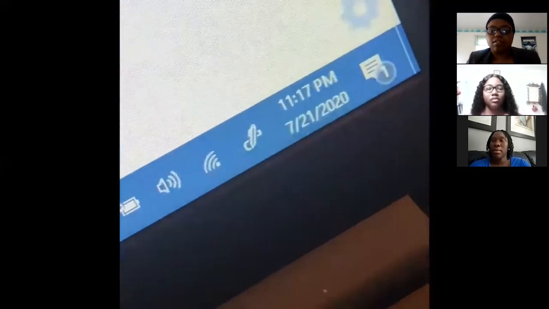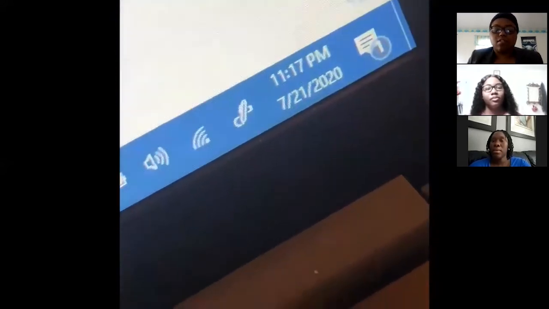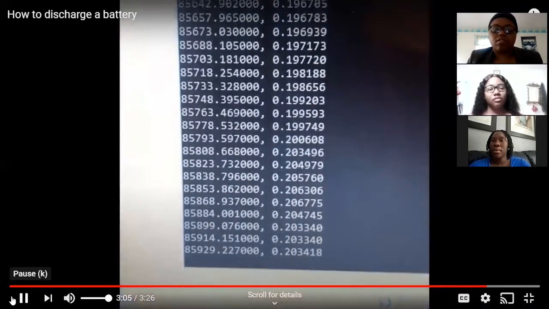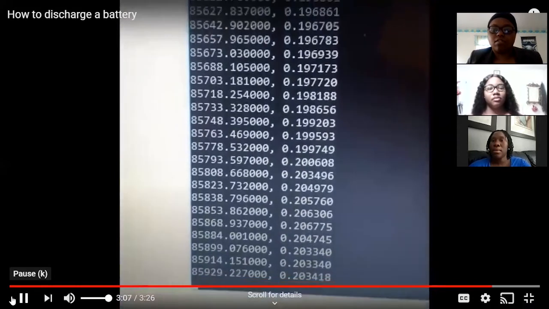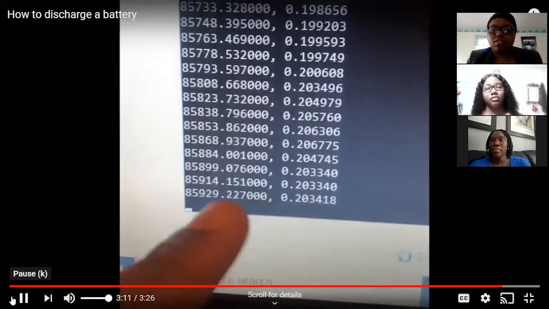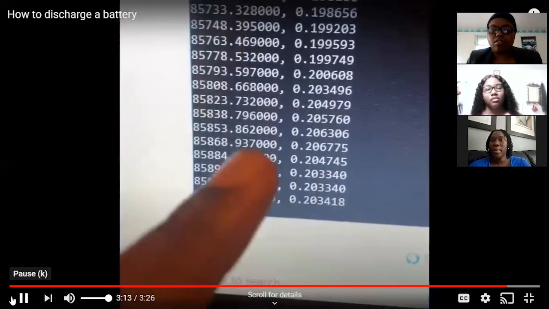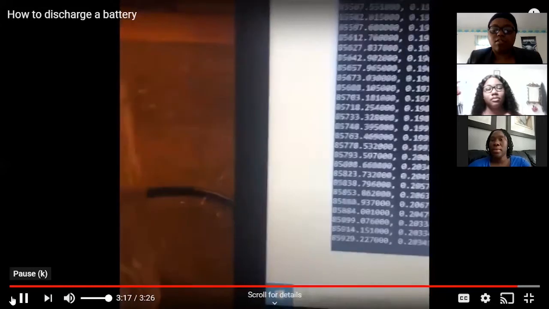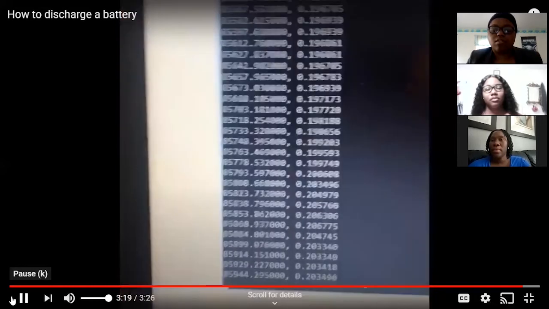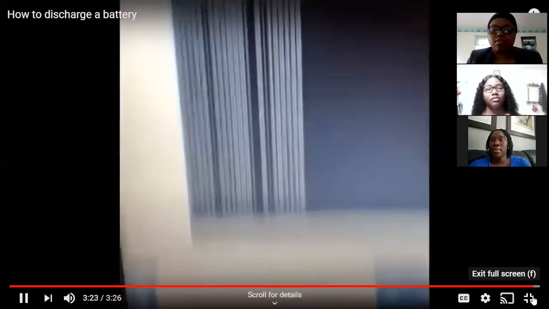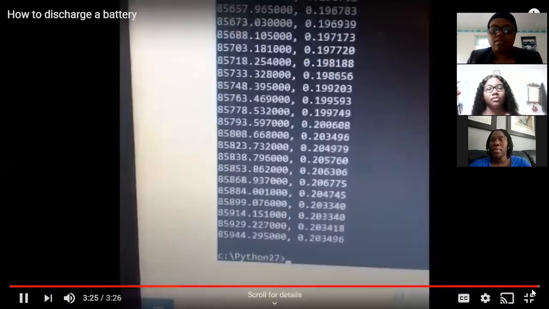Alrighty, so we came back downstairs, and it is 11:17 p.m., and we have completed our discharge experiment. I don't know what happened between the 1 and the 2. But we'll figure that out. But this is the end of our discharge experiment. And then we press Control C, and then that stops the program.